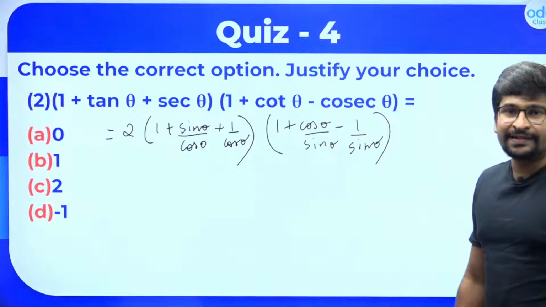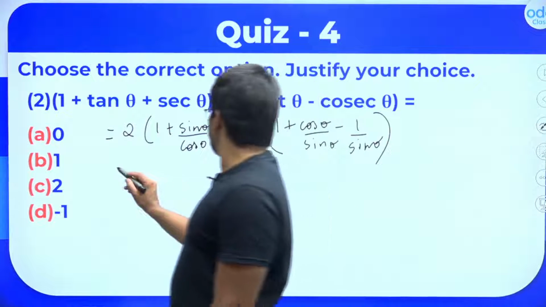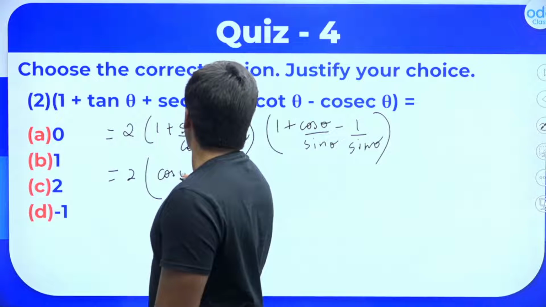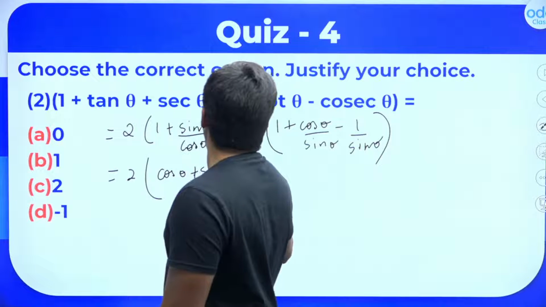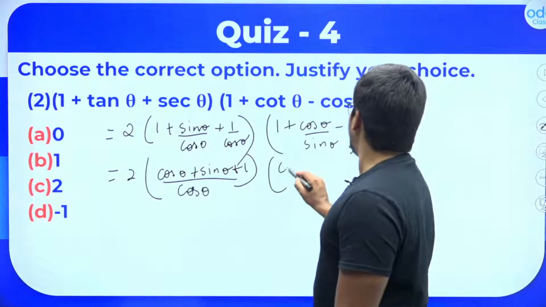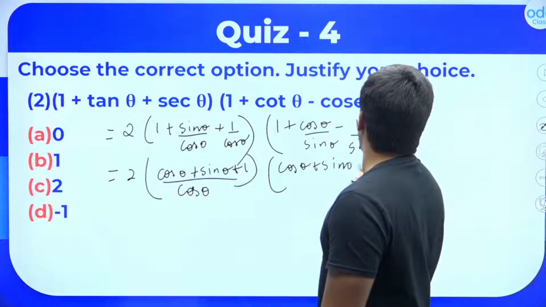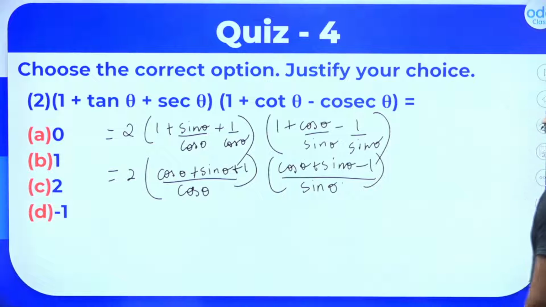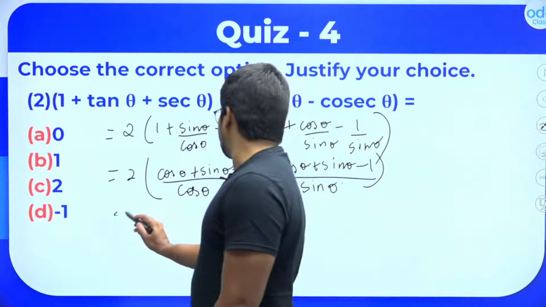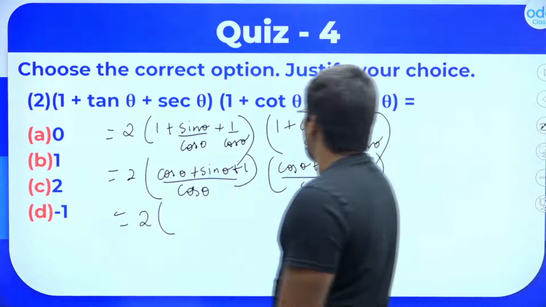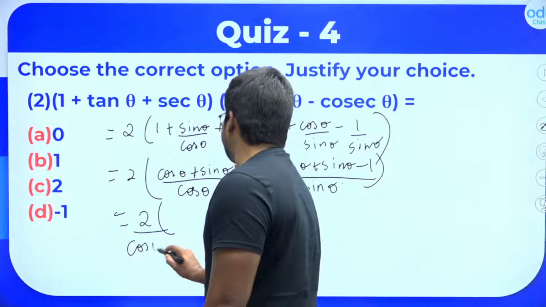Is this clear? LHS, is this clear to all of you? So that is equal to 2 times of, when you take the LCM, what does it become? Cos theta plus sin theta plus 1 whole divided by cos theta into, again, cos theta plus sin theta minus 1 whole divided by sin theta. This is what we are going to have. Yes or no? We will have this. So this is equal to 2 times of cos theta sin theta. Let it remain there.